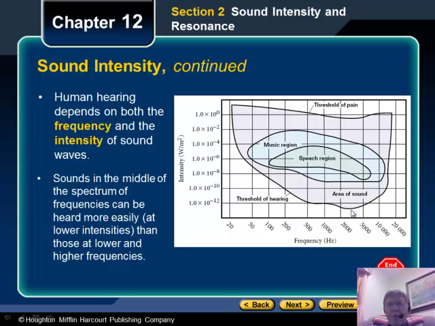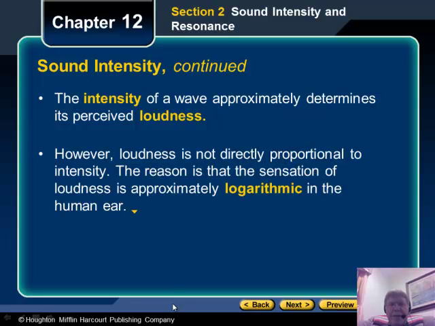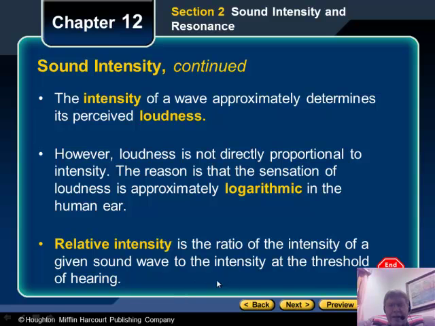Okay, we can hear sound more easily in these middle frequencies than we can at the higher frequencies or at the lower frequencies. Now, the intensity of a sound wave determines its loudness, but the perceived loudness is not directly proportional to intensity. Hearing in the human ear is logarithmic. In other words, twice the intensity does not mean twice the loudness.